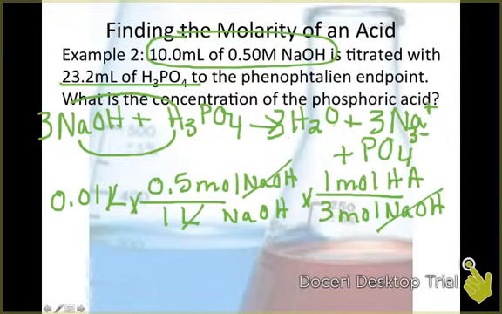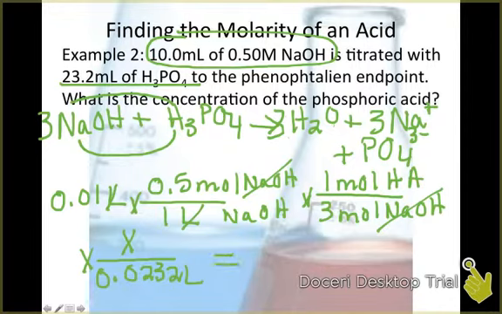So now, and again I ran out of room, we have to divide this by our liters to figure out what our molarity is, and our liters of our acid is going to be 0.0232 liters. Again, you guys need to get the habit of converting those milliliters to liters in your head. So now all I have to do is the math.